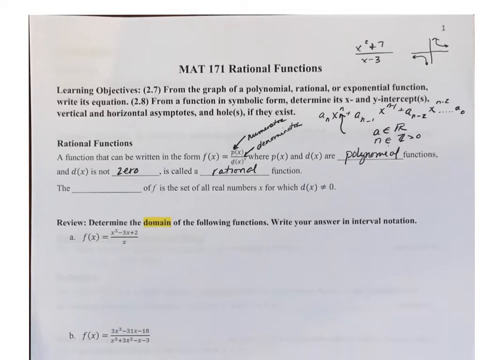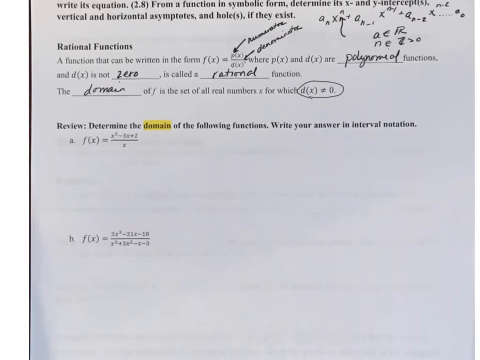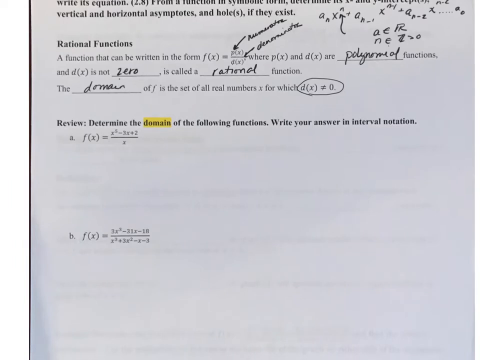Okay, the domain of f, or the domain of the rational function, is the set of all real numbers x, as long as d of x, the denominator, does not equal 0. That's my only restriction, is that the denominator can't be 0. I can't divide by 0. Okay, so in our examples below, we're supposed to determine the domain of the following functions, and then we're going to write our answers in interval notation.